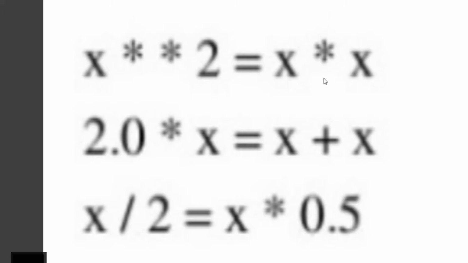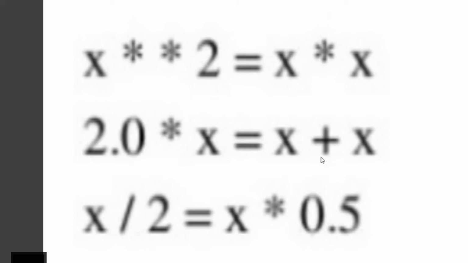That is cheaper. Then 2.0 * x. So that is equal to what? That is equal to x + x. So instead of writing 2.0 * x, we can write x + x. So multiplication is costlier, whereas addition is cheaper.